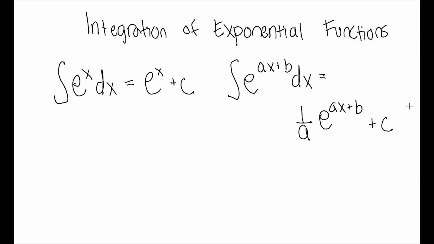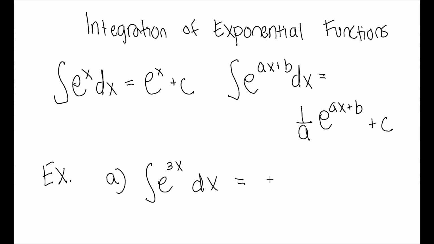So we can look at some examples now. First, I will integrate e to the power of 3x. So 3 here would be my a, and there is no b. So we have to divide by the 3, leave the exponent alone, and add your c at the end.